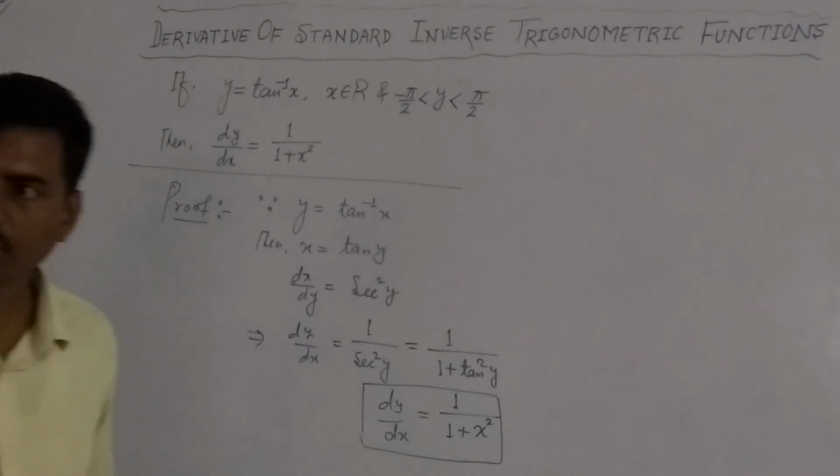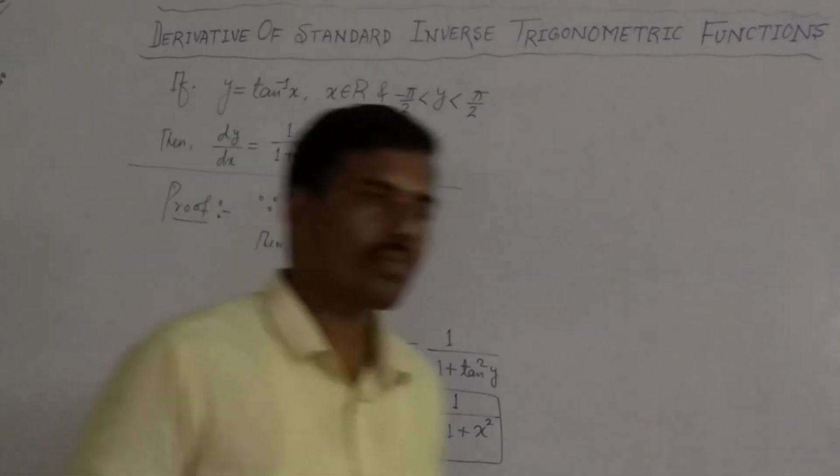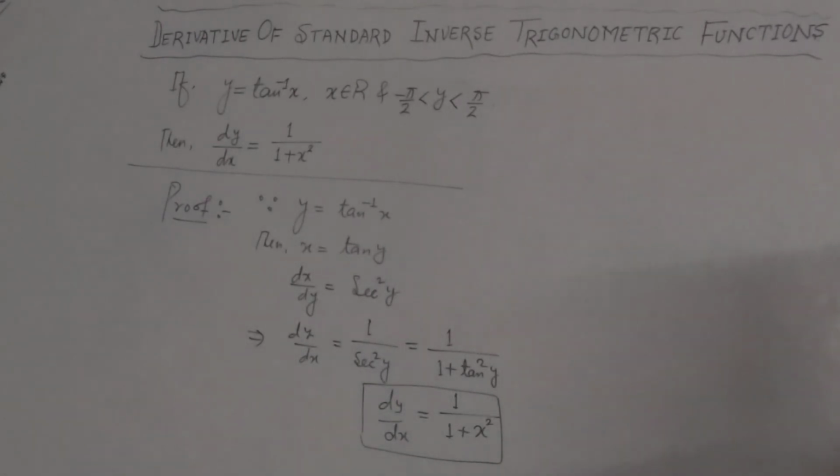Okay, students, any problem? Okay, write down. So our result is, if y is equal to tan inverse of x, then the derivative of y with respect to x is given by dy by dx is equal to 1 upon 1 plus x square. Please make a note.